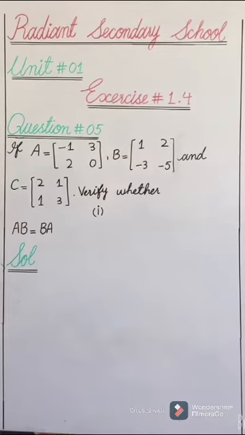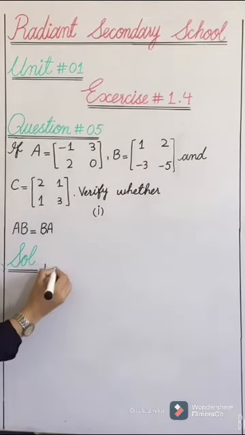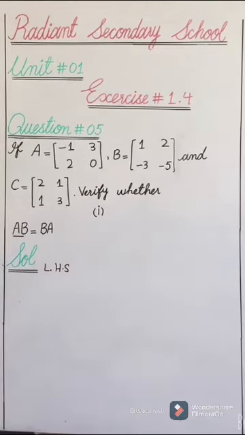In question number 5, part number 1, you have to verify this property: AB is equal to BA. As you can see, in this equation there are two sides, the left hand side and the right hand side. First of all, we are going to write the left hand side because we are going to solve AB. So let's start solving AB.